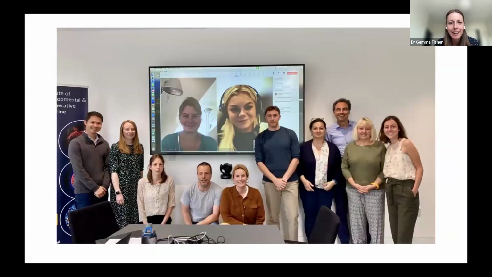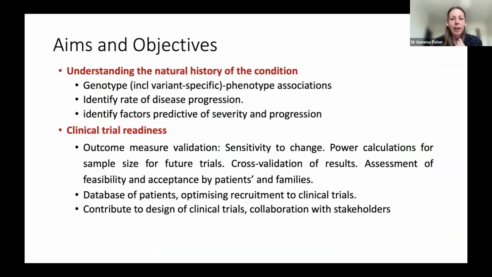We had a recent kick-off meeting where we discussed all the nuances of the planned study. And the aim of the natural history study is to understand the natural history. So going into that in a bit more detail: how does the gene correlate with the clinical picture? How quickly does the disease progress? And are there factors that can predict progression that help us plan and look after people with Nemaline myopathy?